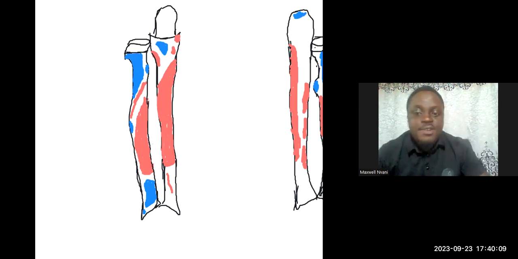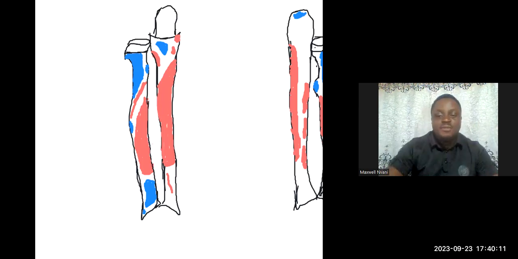All right, so yes, I think we've been able to cover both the radius and the ulnar bone.